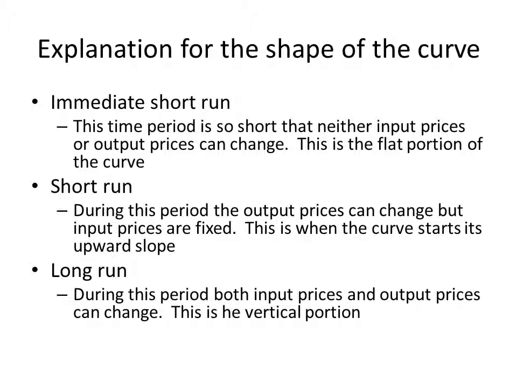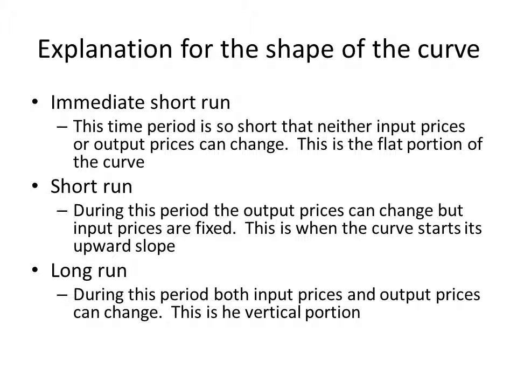They say the immediate short run is the time period so short that neither input prices nor output prices can change. This is the flat portion of the curve, so that flat part is what they call the immediate short run. The short run is where it begins to curve up, and during this period the output prices can change, but input prices are fixed. This is when the curve starts its upward slope.